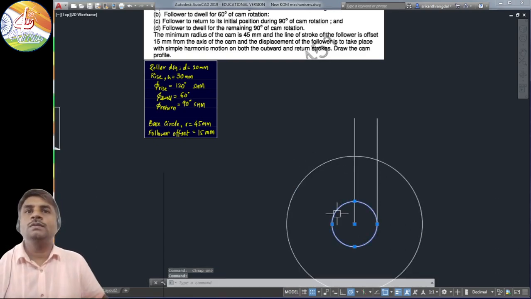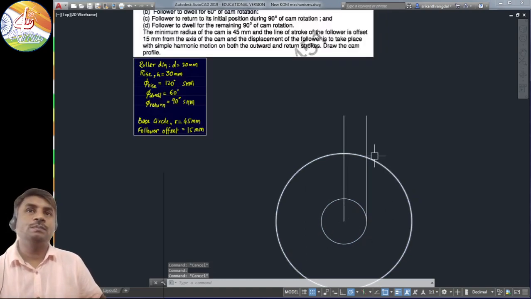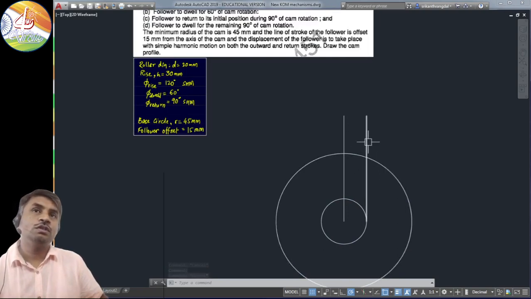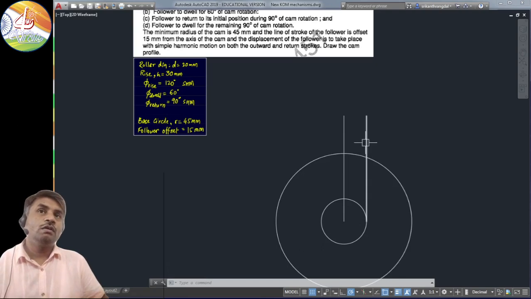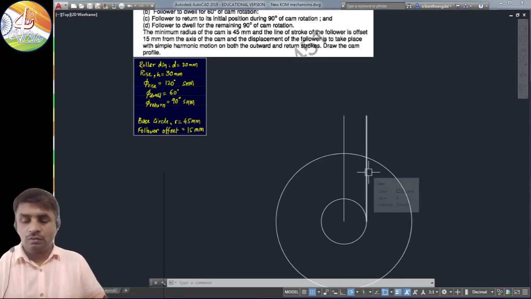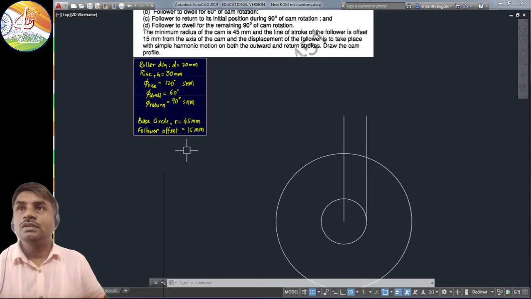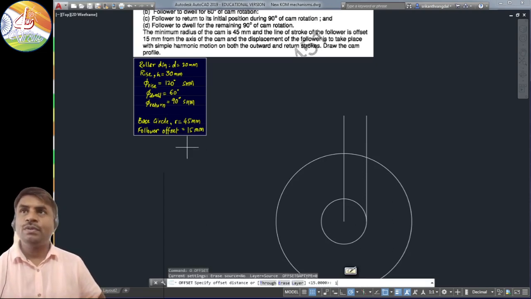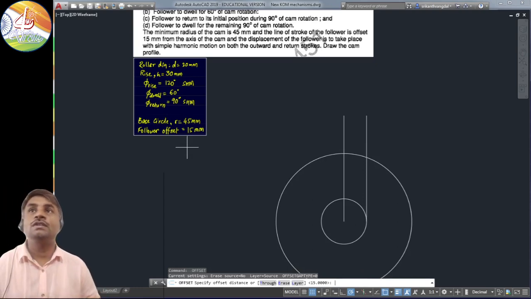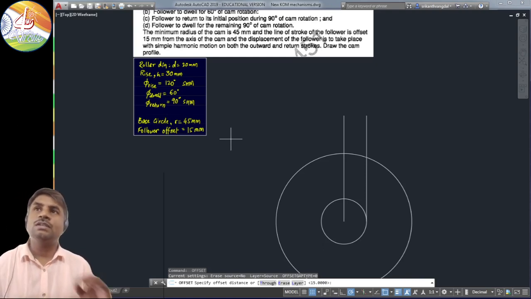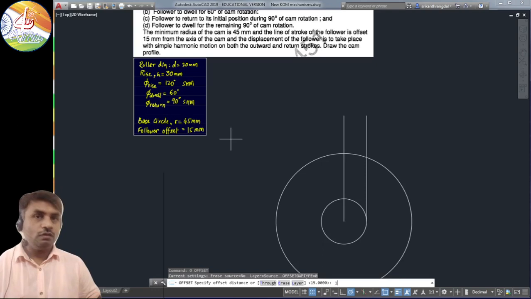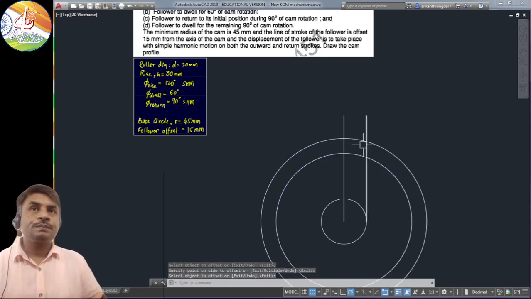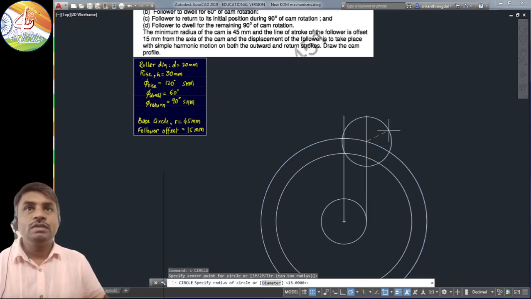Now that we have the tangent circle and the base circle, the next thing we have to do is the prime circle. The prime circle is a circle which passes through the tracing point, the center point of the roller, when the roller is touching the base circle. For that we'll have to take an offset here in AutoCAD. Not 15 mm, the diameter of the roller has been given as 20 mm, so the radius, half of the diameter, will be 10. So let's take an offset of 10 mm from the base circle, and the intersection of this axis and the prime circle is going to give us the roller circle.